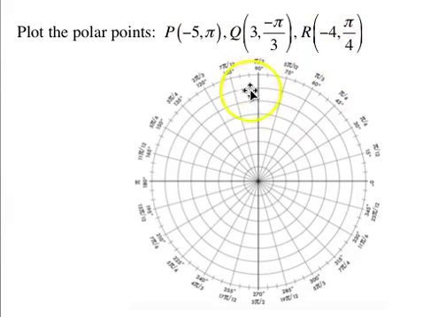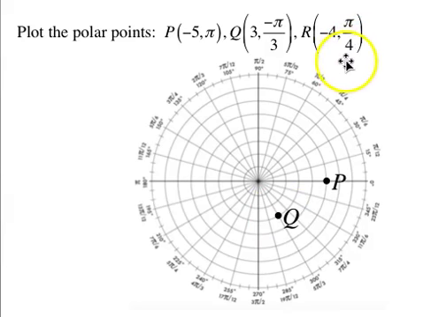So if we're looking at (-5, pi), here's pi. But negative 5 requires us to go the other direction. So we have to count off 5, 1, 2, 3, 4, 5 in that direction. And there's P. Q has r equal to 3, and the angle theta is negative pi over 3. So negative pi over 3 puts me here. 3, 1, 2, 3 will land in that spot. There is Q.